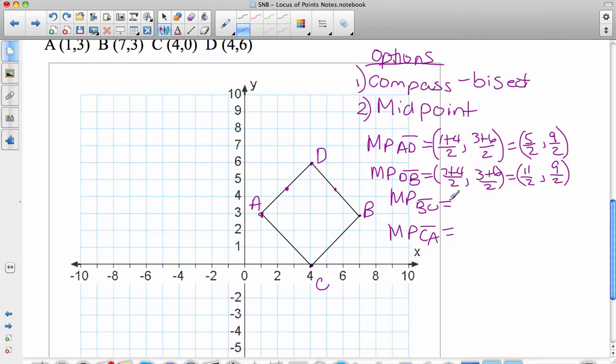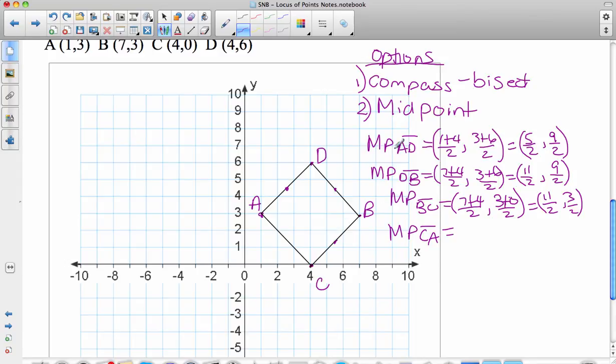For segment BC, we would have (7 plus 4) over 2, comma, (3 plus 0) over 2, and that would simplify to 11 over 2, comma, 3 over 2. 11 over 2 is 5.5, so we go over 5.5, up 1.5, that would be there.